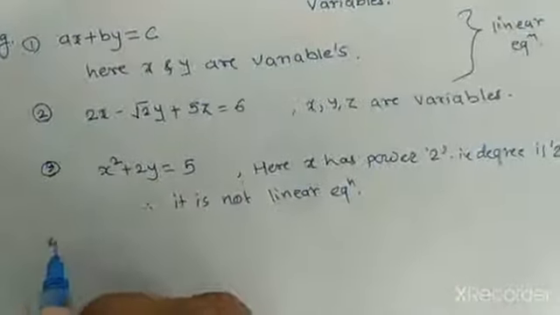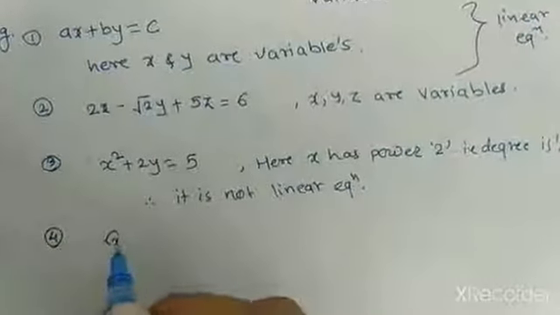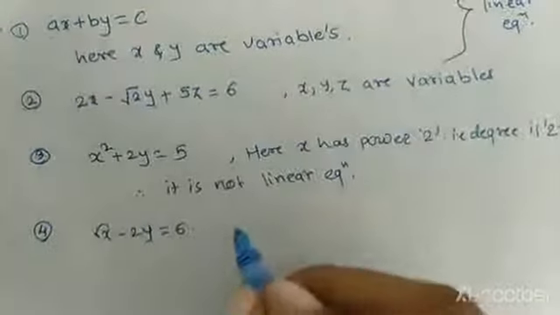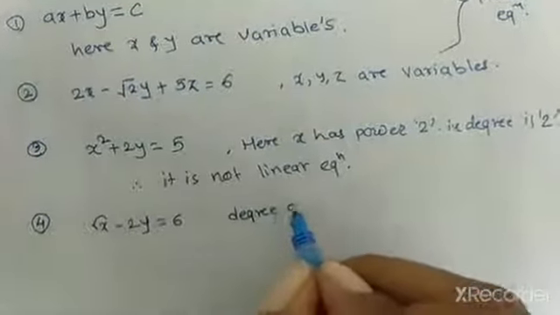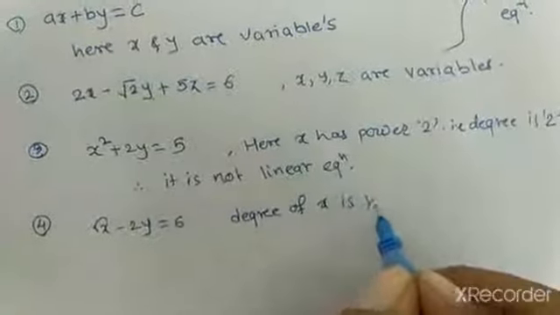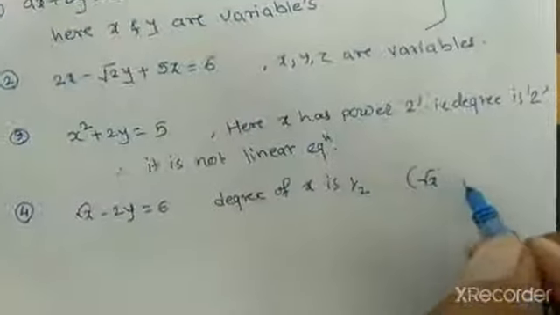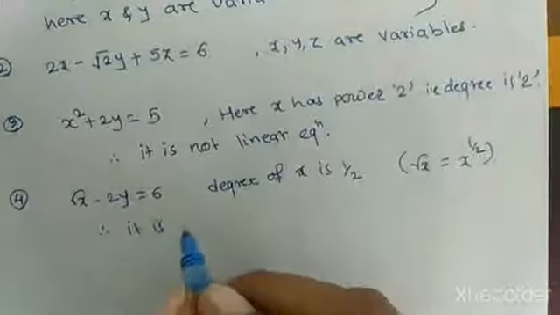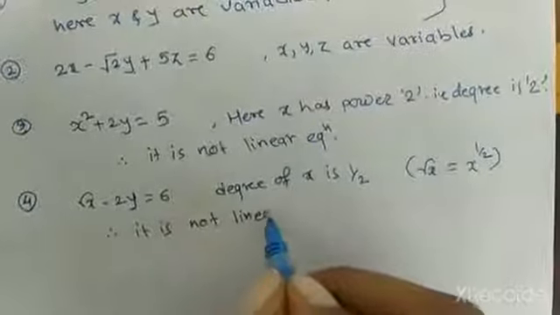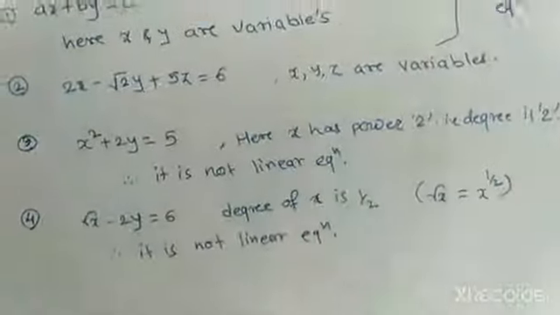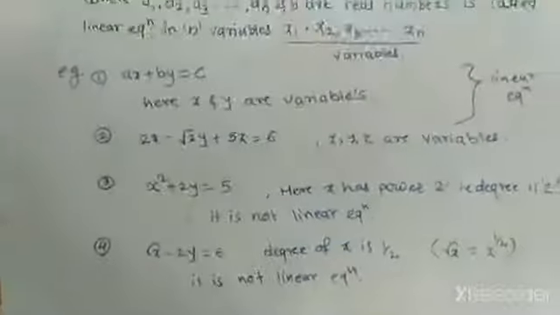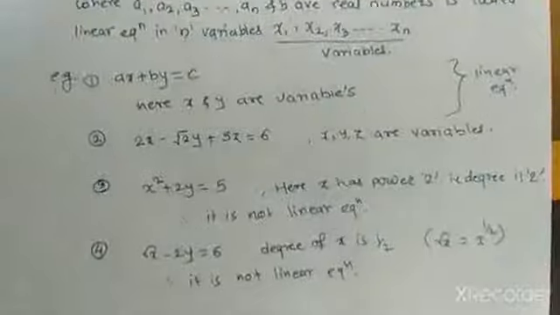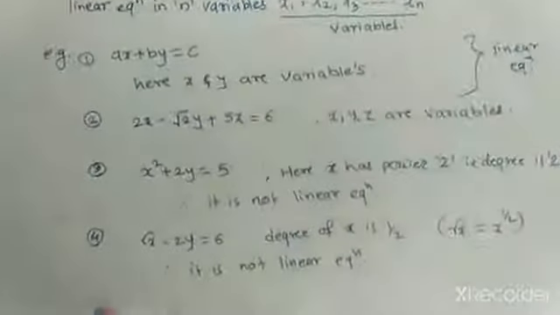Next consider example root x minus 2y is equal to 6. Here degree of x is 1/2, since root x is also written as x raised to 1/2. Therefore it is not linear equation. Okay, these are some examples of linear equation. Now we go to the point system of linear equation.